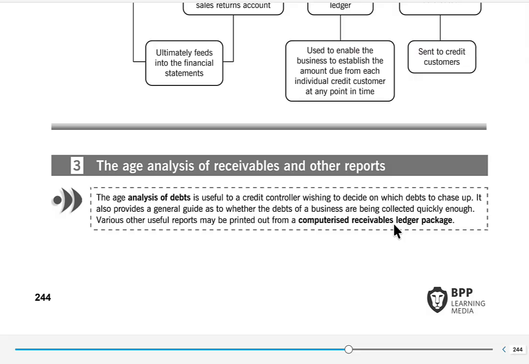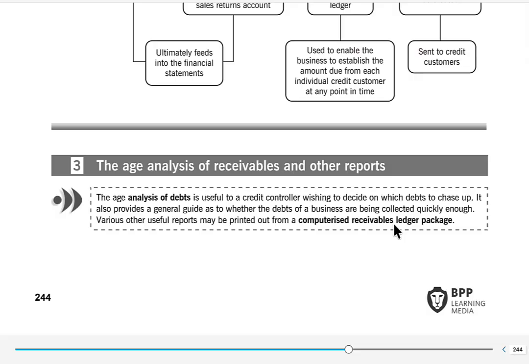Now, Lesson 3 asks a new question. So what do we do with all that information? Because the business does not keep receivables records just to be neat. The business keeps them to control credit, collect cash, and spot problems early. Lesson 3 is therefore about two big ideas. First idea, the age analysis of receivables. Second idea, other useful computerized reports that can be produced from receivables ledger data.